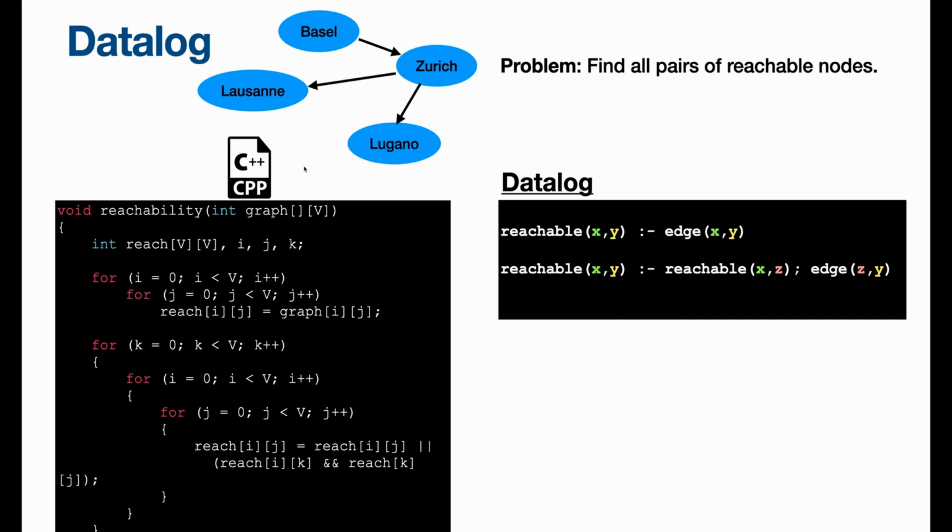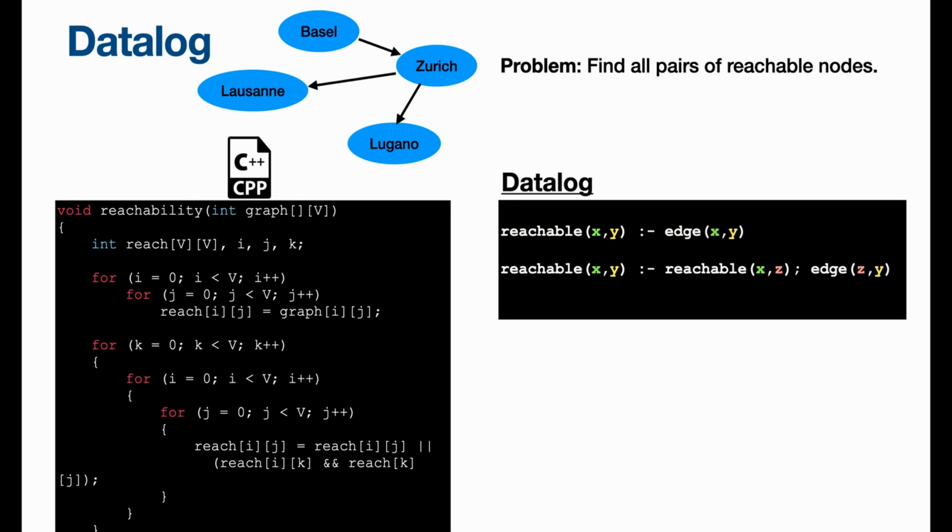Here I'm saying that if there is an edge between x and y, then y is reachable from x, or if there is an edge between z and y, and if z is reachable from x, then y is reachable from x. So I'm just saying that reachability is nothing but the transitive closure of the relation edge, right? And this is what a Datalog program for this problem would look like.